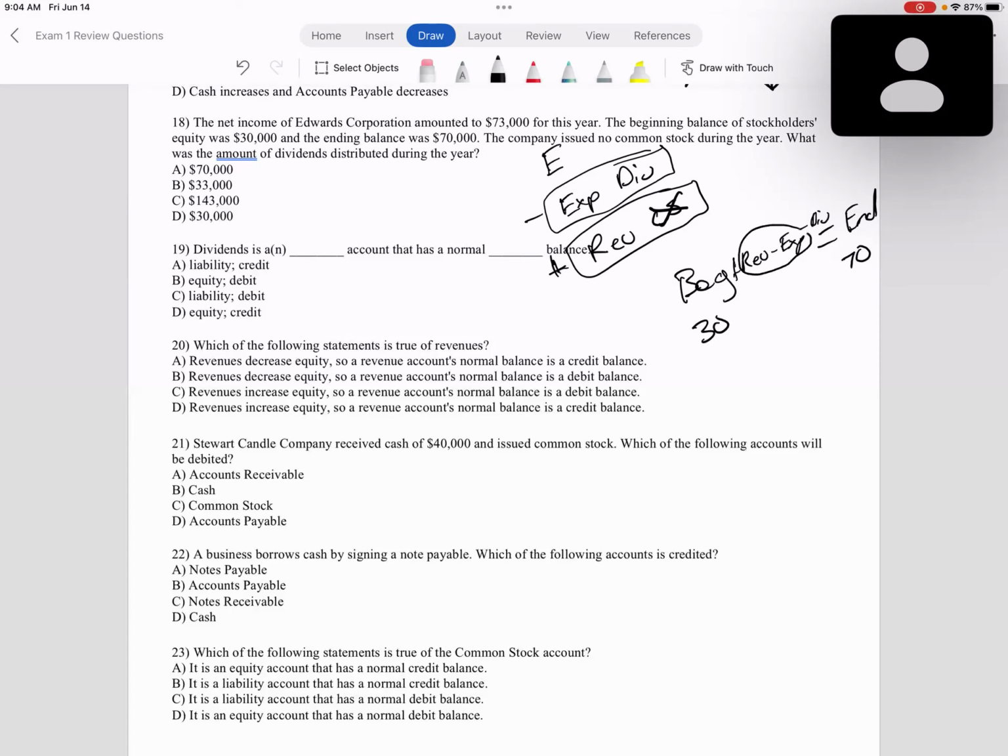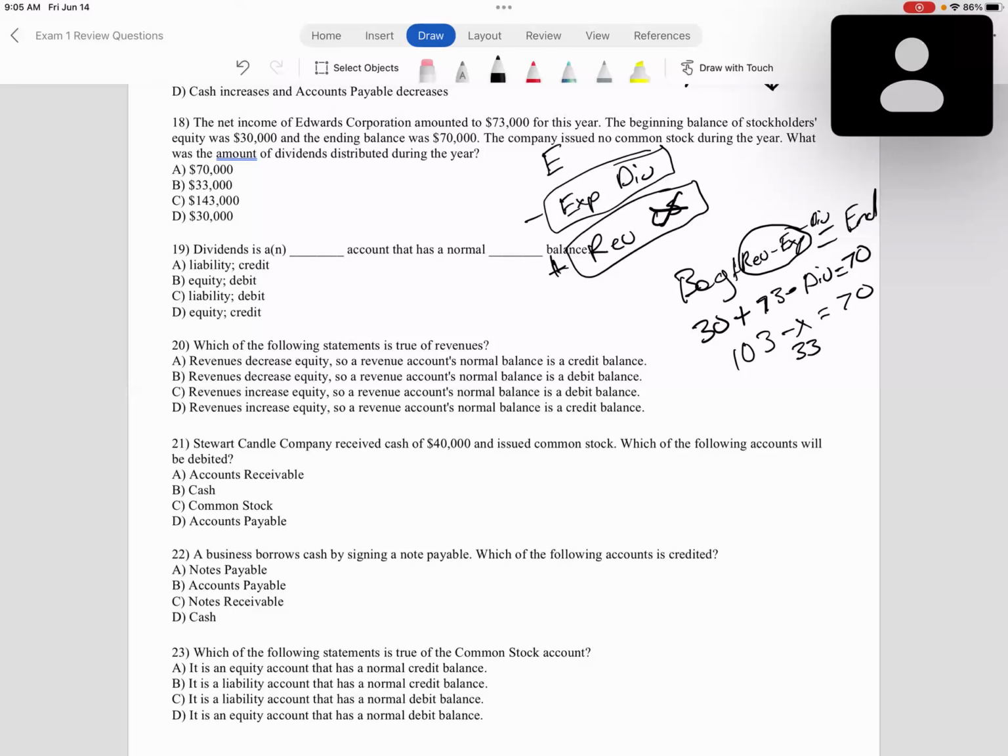Well, these two are already collapsed into one. So go 30 plus net income. So 30 plus 73 minus dividends equals 70. Okay, so at this point, you're just solving for the dividends. So that'd be 103, and so 103 minus X equals 70. So must be 33. Okay, so we paid out $33,000 in dividends.